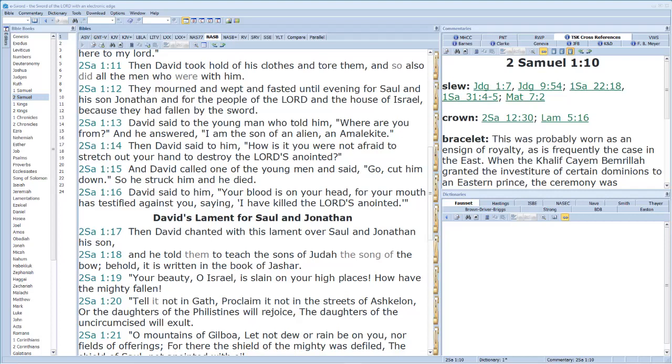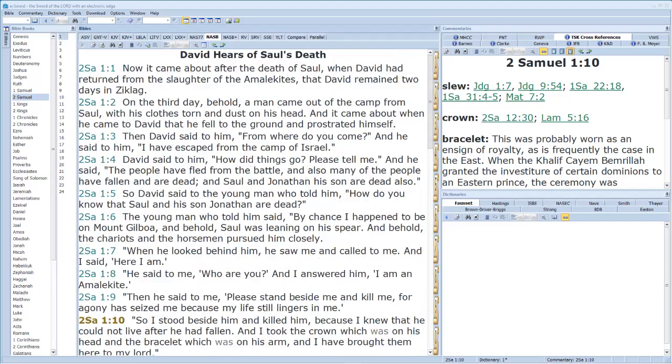And so now, what's David going to do with this young man? Is he going to reward him? Is he going to bless him for his mercy killing? And 1 Samuel 1 and verse 13 says, and David said to the young man who told him, where are you from? And he said, I am the son of an alien, an Amalekite. And remember that it was the Amalekites who David went out and slaughtered because they had captured Ziklag, his hometown, and burned it.